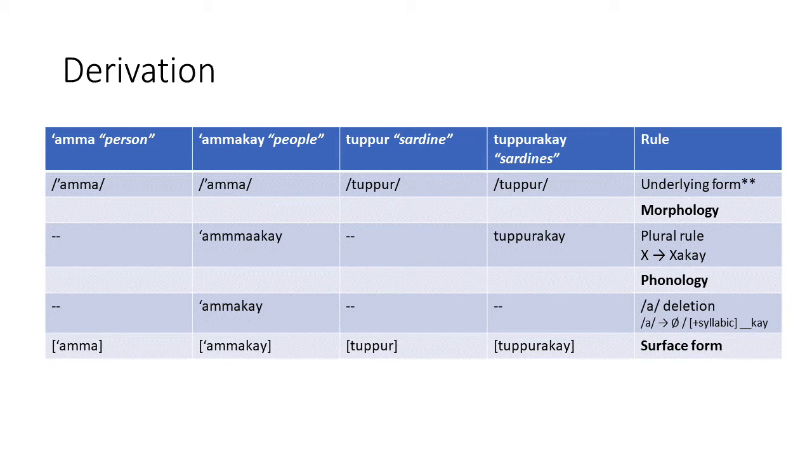Now, here it says you delete the a if it is between a vowel and kai. The thing is, if we look at this a, it is between an r and kai. R is not a vowel, so this rule does not even apply to this word. That is why at the bottom you see tupurakai. So that is how plurals work in Rumsien.